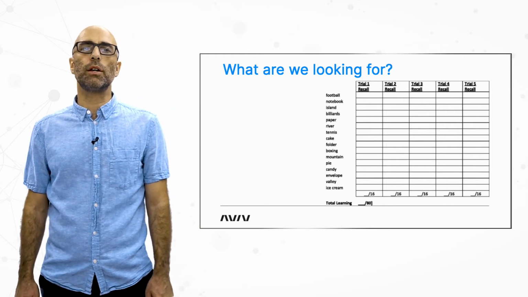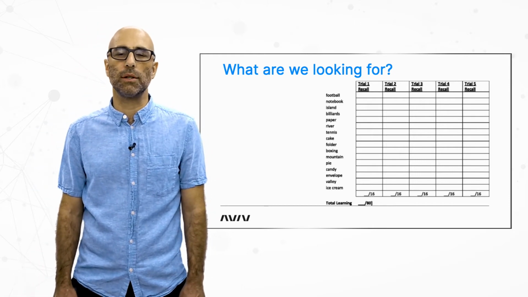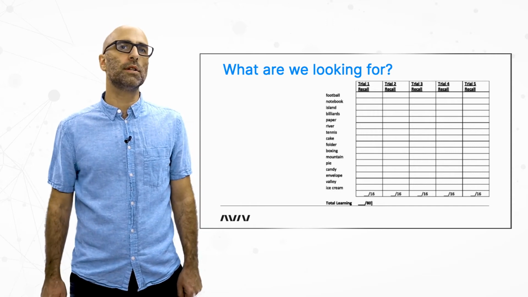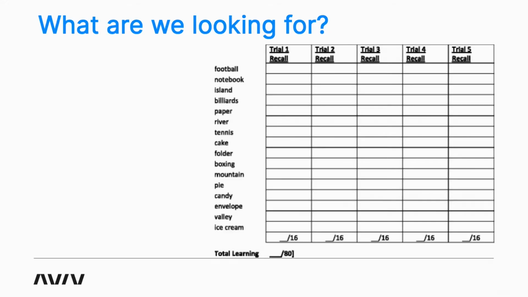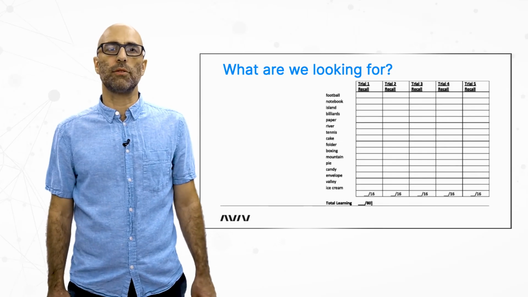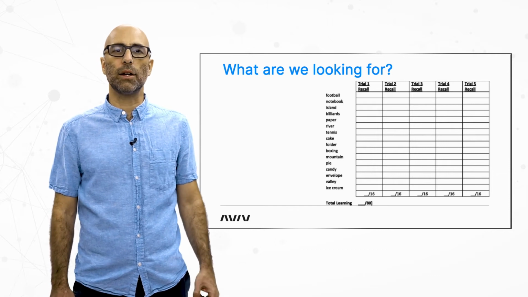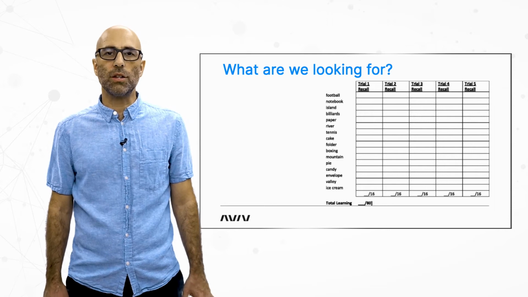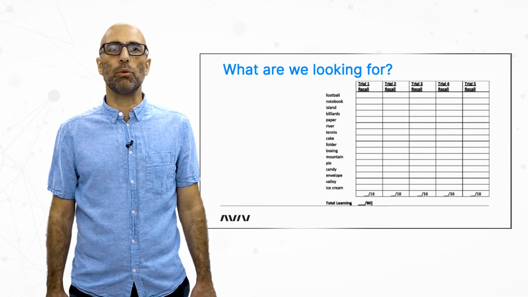But when we are measuring encoding, we are not actually interested in the number of words he recalls. We are more interested to see whether he understood that there are categories in these lists. In this list, we can see that there is a category of sport, there is a category of food, etc. Encoding is the process of organizing the data into categories or into other elements of organization that will make memory more simple.